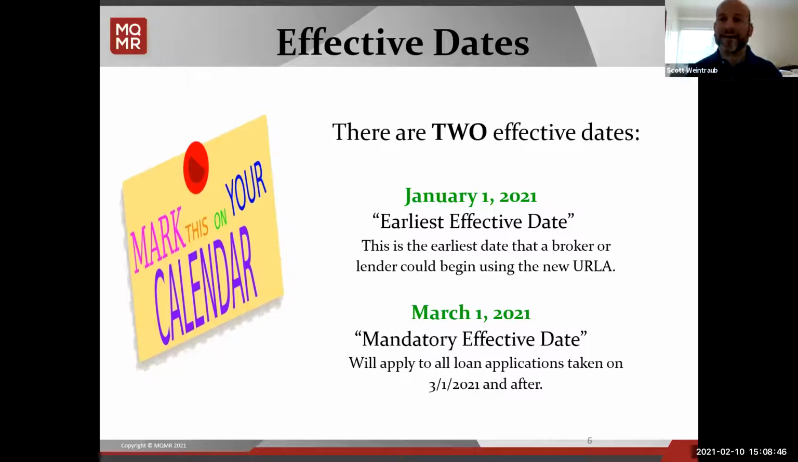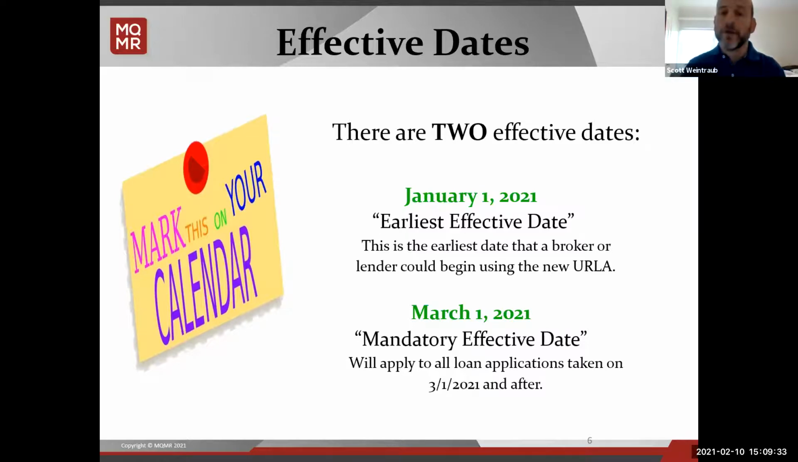The first effective date is January 1st, 2021, which, as of course we all know, that date is already passed. So that is called the earliest effective date, which means that was the earliest date that a broker or lender could, if they wanted to and felt ready, begin using the new Uniform Residential Loan Application, the new version of Form 1003. So for any application taken from between a loan officer and an applicant on January 1st, 2021 or after, if a broker or lender wanted to and felt ready, they could use the new application form that we will be taking a look at in just a bit. But you don't have to.